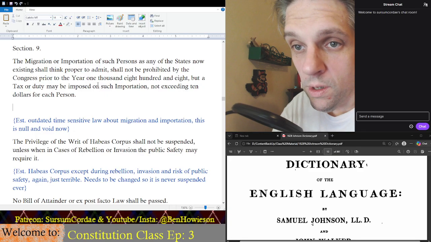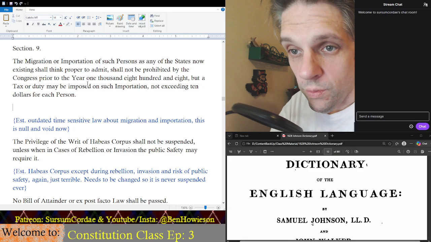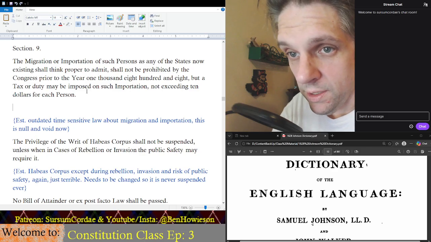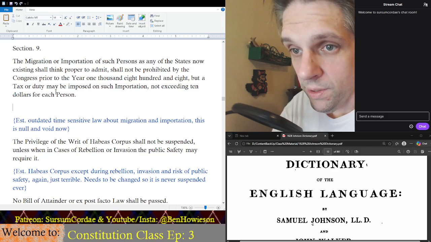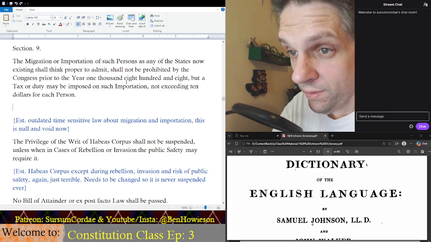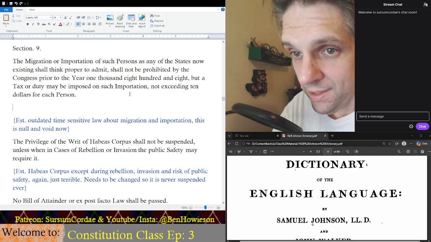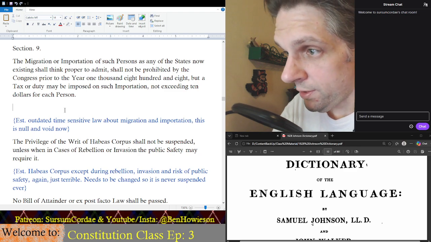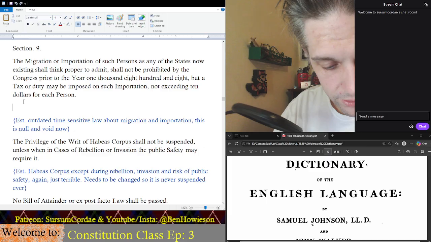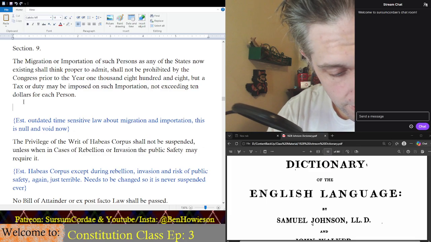Section 9, Article 1. The migration or importation of such persons as any of the states now existing shall think proper to admit shall not be prohibited by the Congress prior to the year 1808, but a tax or duty may be imposed on such importation not exceeding $10 for each person. So that's, of course, horrifying.